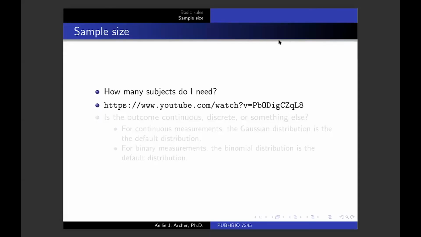All right, so that's somewhat of a silly example, but I have to say that I have encountered investigators that are very much like that.